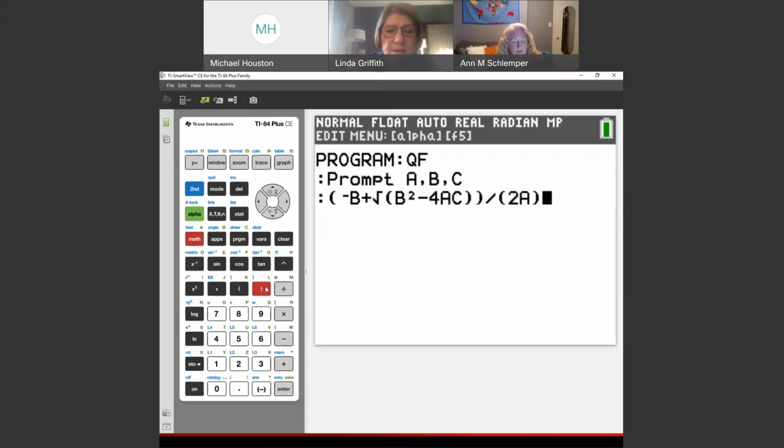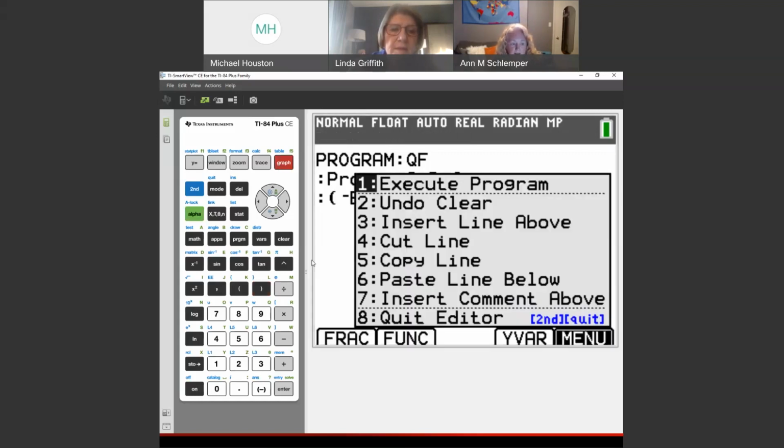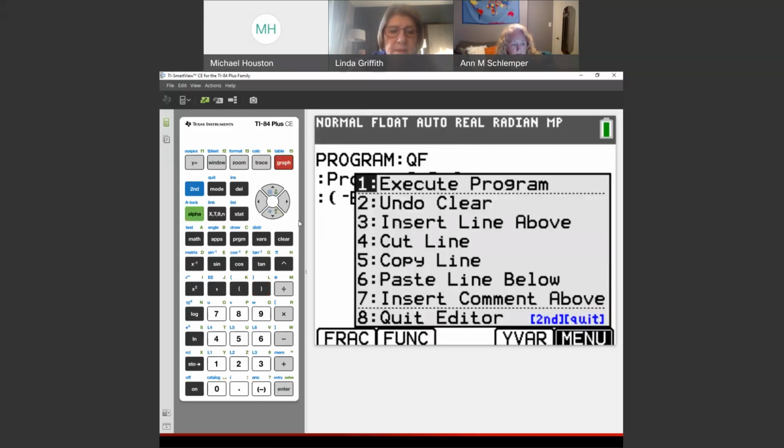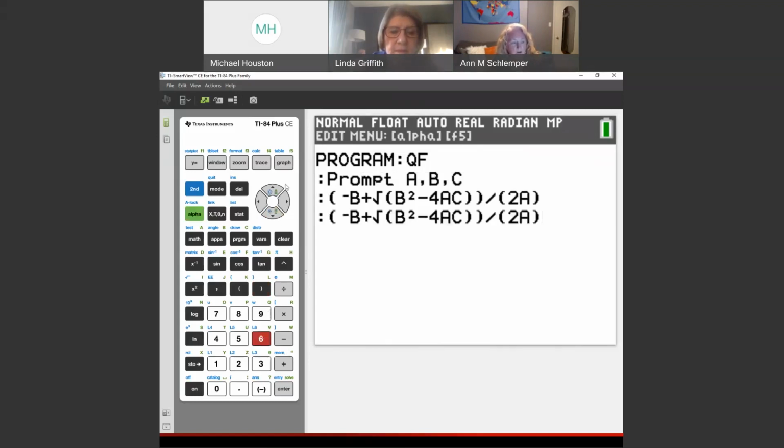What's cool with this new operating system is we used to have to do this whole thing again, but now we can use the alpha F5 menu and copy this line, which is nice. Then we can paste it below, and now we don't have to type all that again. I was so excited when I saw this. If any of you are programmers, I was like, oh, look at the shortcuts. I'm so excited.